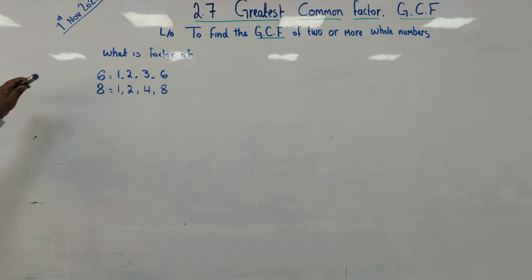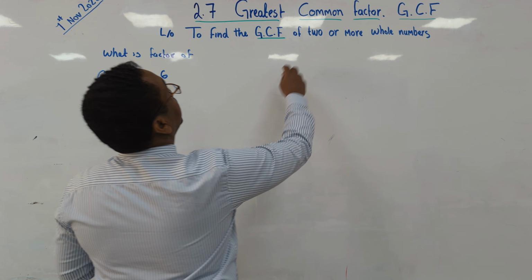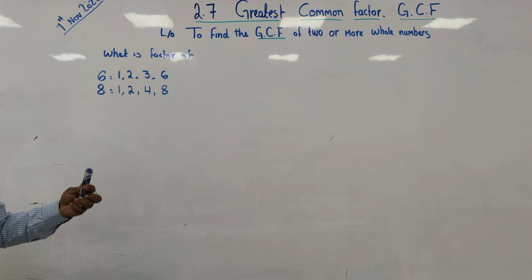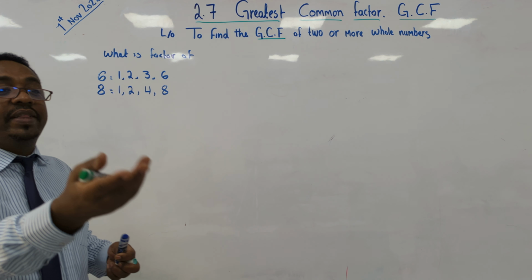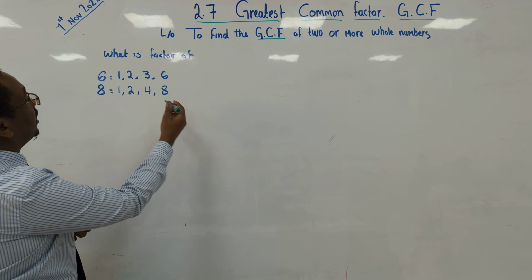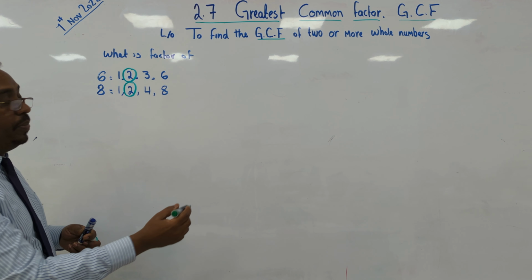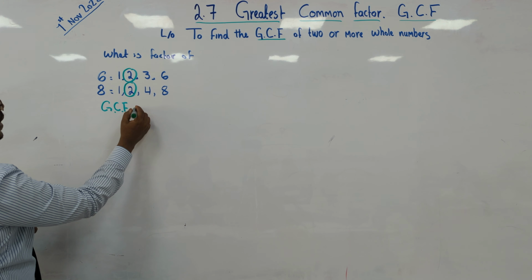Can we find the greatest common factor of 6 and 8? All we have to do is remember the word greatest means the biggest. Common is what they share. So what is the biggest number that they share here? 8? 8 is not in 6, so they don't share 8. So what is the greatest number that they share? 2. So we circle this one and circle this one, and our answer is the greatest common factor of 8 and 6 is 2.